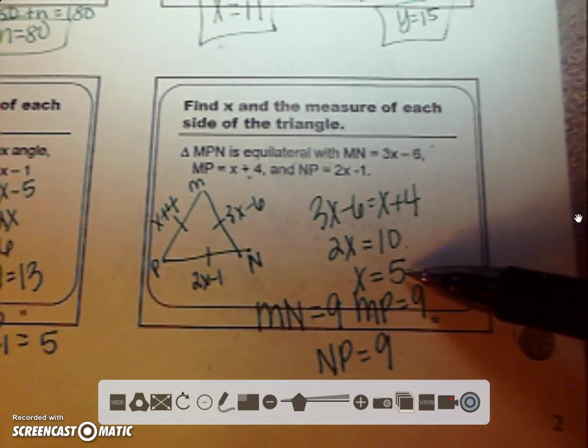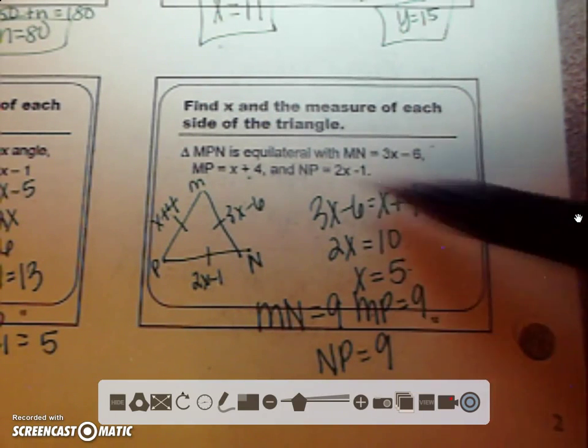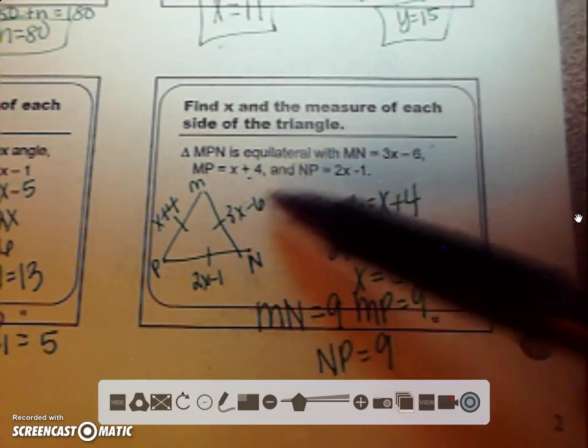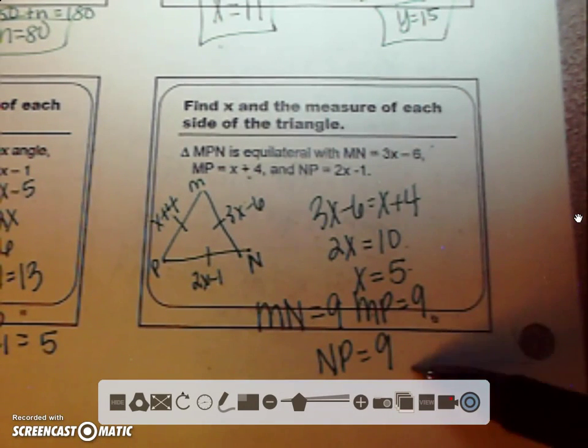Now it asks you to find the measure of each side of the triangle, so plug it back in. 5 plus 4 is 9. 5 times 3 minus 6 is 9, and so is 2 times 5 minus 1.